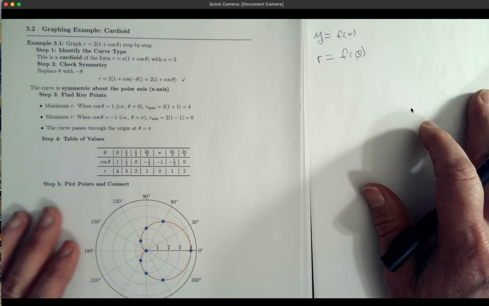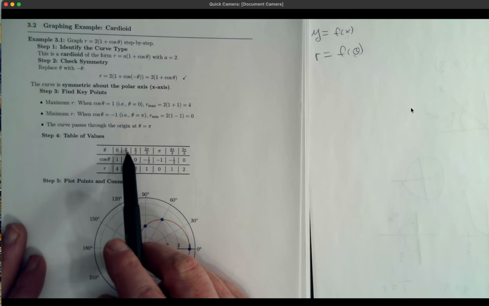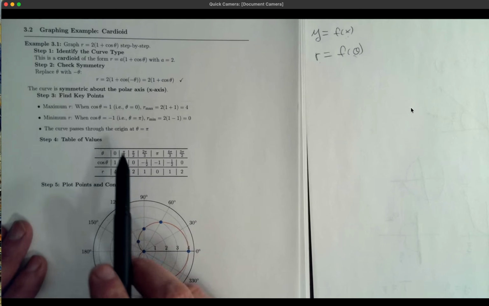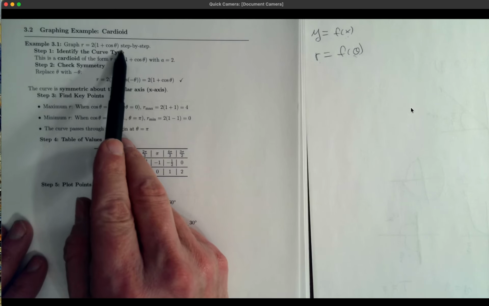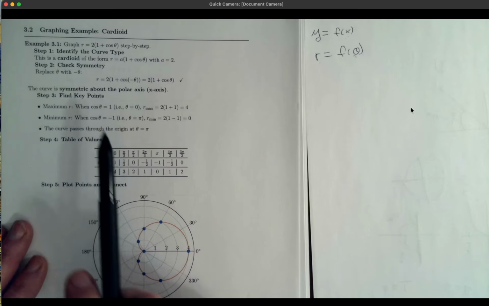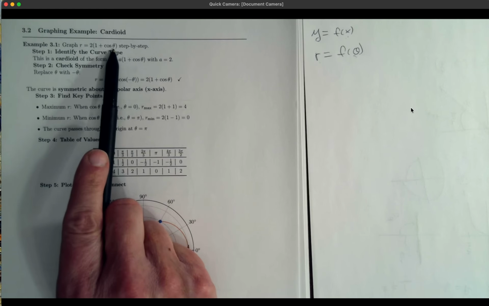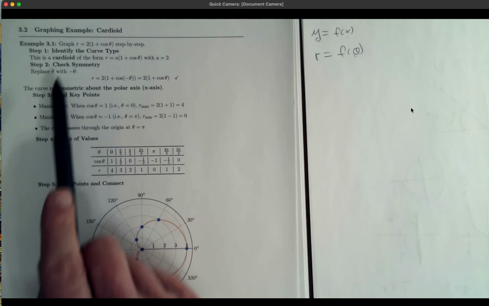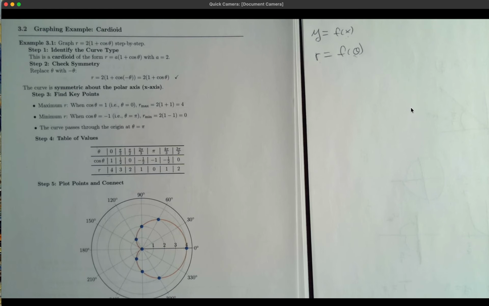All right, so let's see how this works. Let's go right to the table values. We'll come back to some of this other stuff soon. So the equation that we're going to look at is r equals 2 times (1 plus cosine theta). So this is the function. We plug in a value for theta, and we get a value for r. And that's how we get our ordered pair. And remembering that we're in polar coordinates, we just have to graph (r, theta).